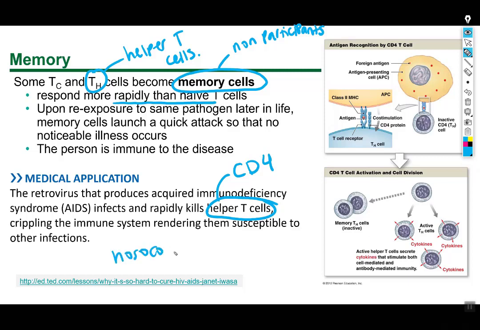Nosocomial infections are those which are acquired in the hospital. So things like pneumonia, Pseudomonas aeruginosa, Staphylococcus aureus, stuff that would not be hard for a normal person to survive, is very difficult for someone with a disabled immune system to survive.